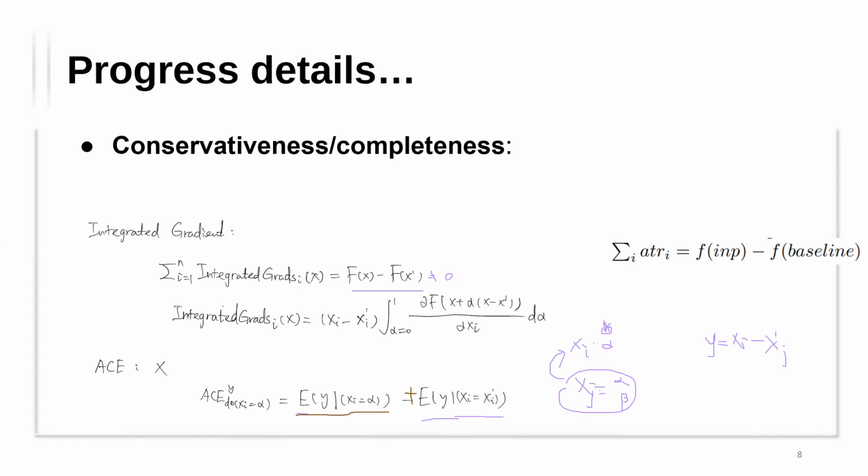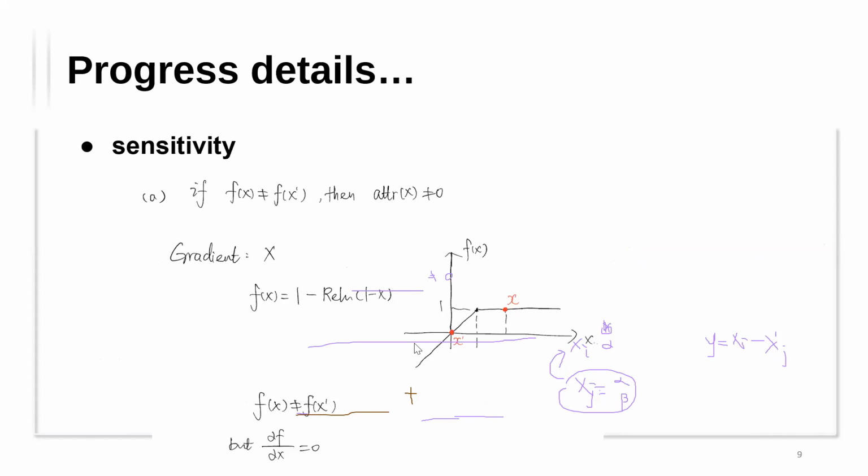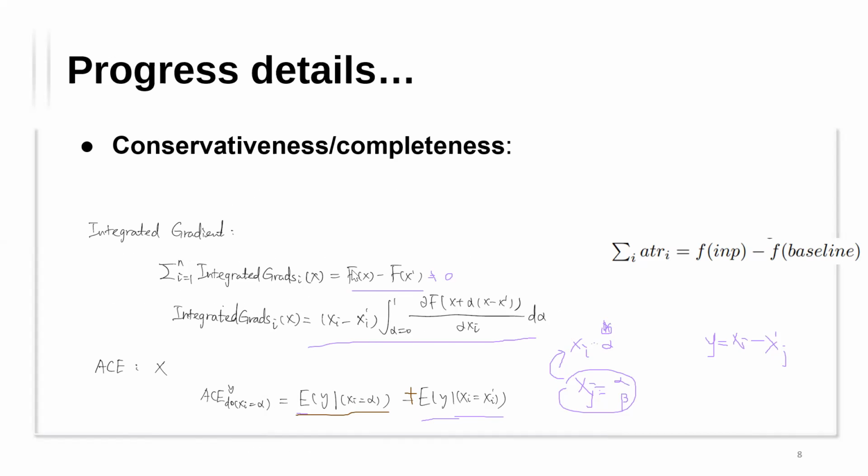And also, is there a proof for this formula? So that will be the definition. The definition is, how to say this? If fx is not equal to fx prime, then the difference between them would be not larger than 0, but it's not equal. Okay. So yeah, the attribution for x is not equal to 0.